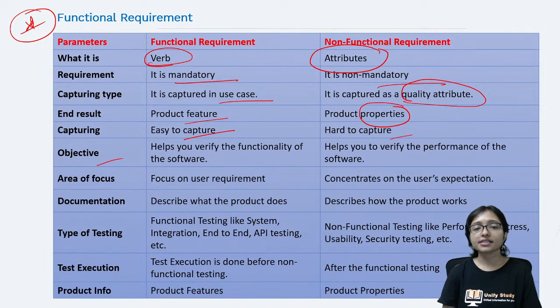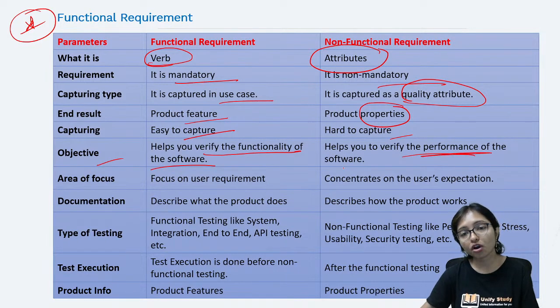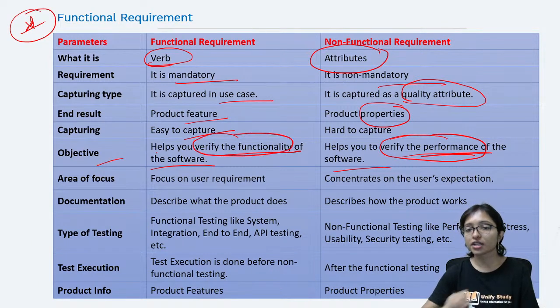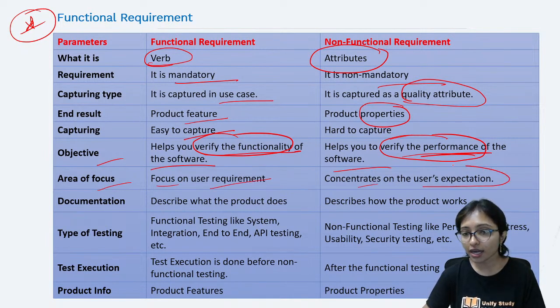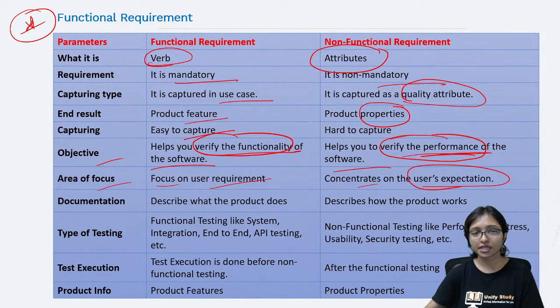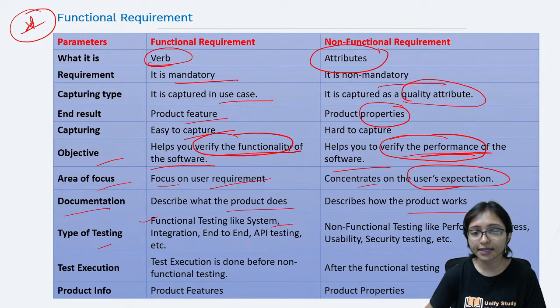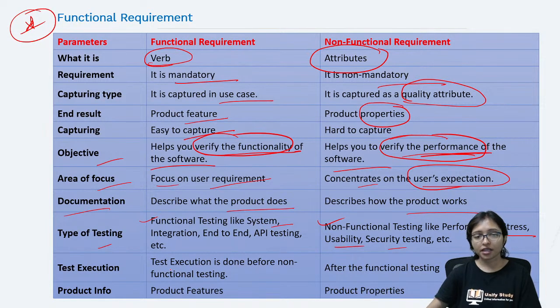The objective is to help verify the functionality of the function. Here it verifies the performance of the software. Remember it, very very important. Verify the functionality and verify the performance. Area of focus: user requirements, concentrating on user expectations. Okay. Documentation describes the product and how the product works. Types of testing: functional testing like system testing; non-functional testing like stress and usability.